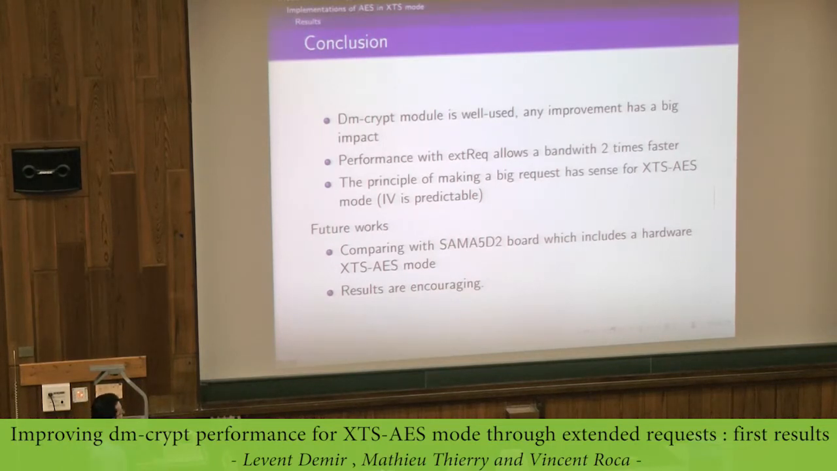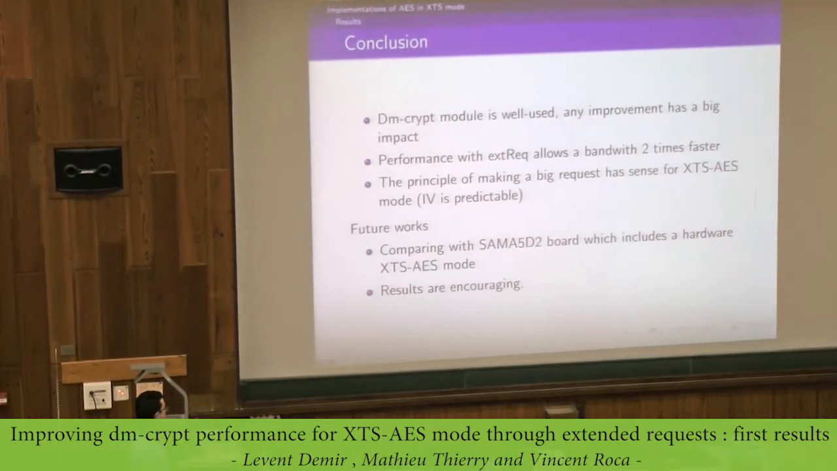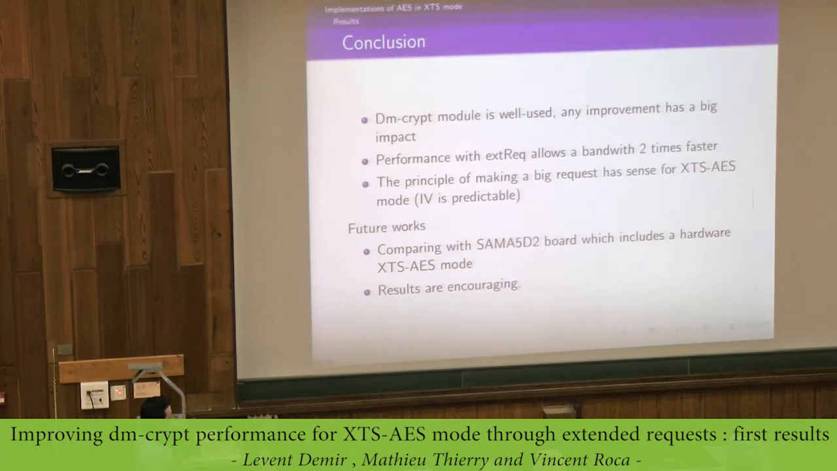Now this is the current work also. Our board was the SAMA5D3, without full hardware XTS mode. Now we have bought a board that includes the hardware XTS mode. The goal was to compare our implementation with XTrack to the full hardware XTS mode, and the results are encouraging. We are even faster, because inside the full hardware implementation they have done it in 2 steps. First they have to encrypt the IV by hand inside the Atmel driver, then all the rest of the operations are done in one step. Because of this, they cannot use extended request, and we are even faster. So you have seen a new approach to compute XTS mode encryption with ECB mode. Thank you.